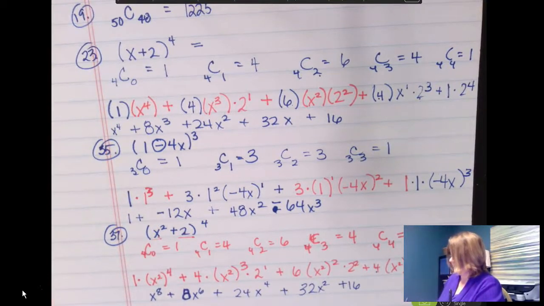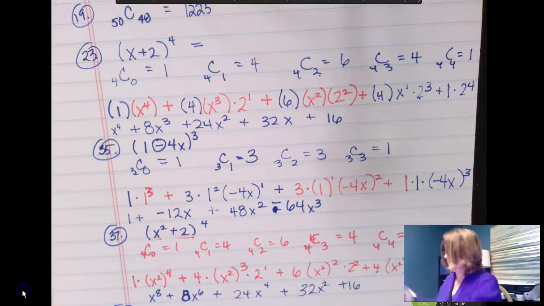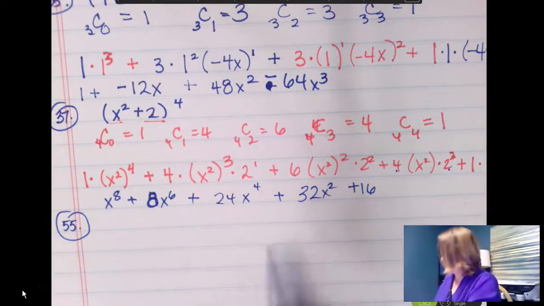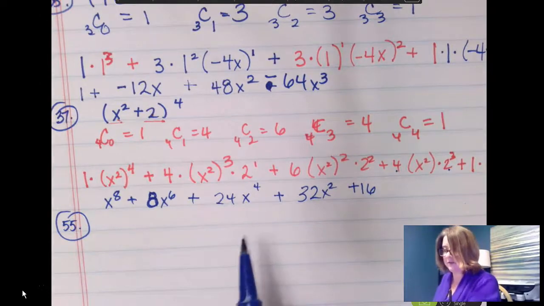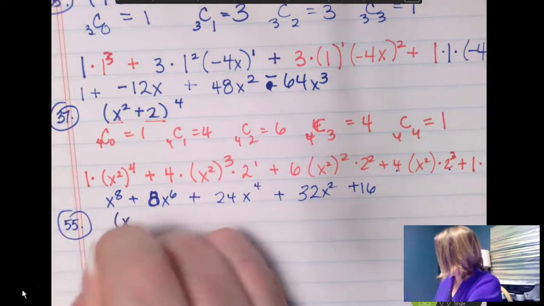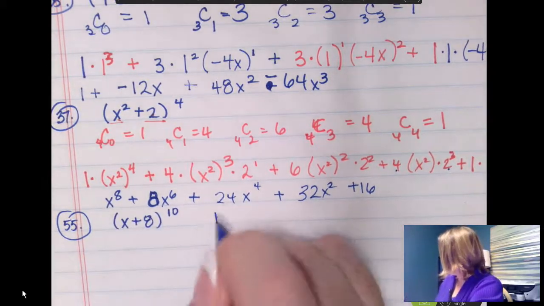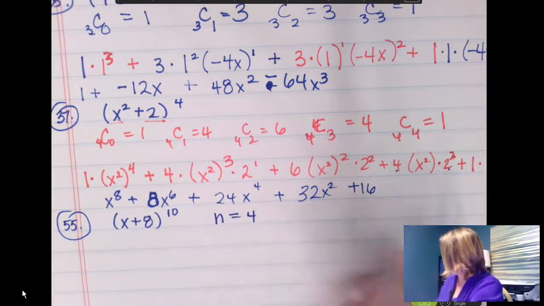In number 55, okay, so we are ready to start on number 55. We're actually just being asked in number 55, we're given the binomial x plus 8 to the 10th power, and we want to find the 4th term.